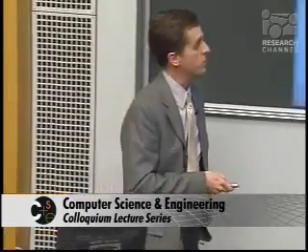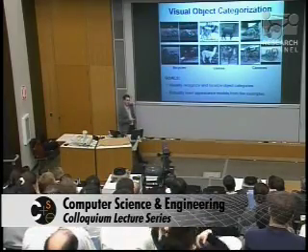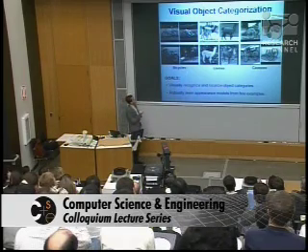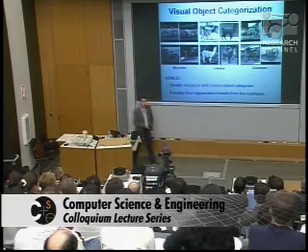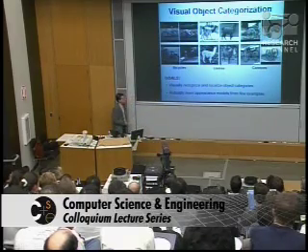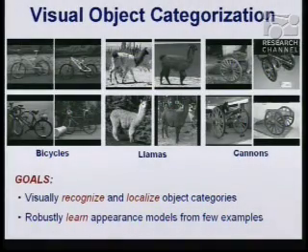So again, the problem we're interested in is visual object categorization. We don't want to recognize a particular object instance. We want to learn what it is that separates bicycles from llamas, from cannons, from all the other objects that we see and recognize and interact with in our daily lives. And we want to learn appearance models of these objects from a potentially small set of labeled training examples.